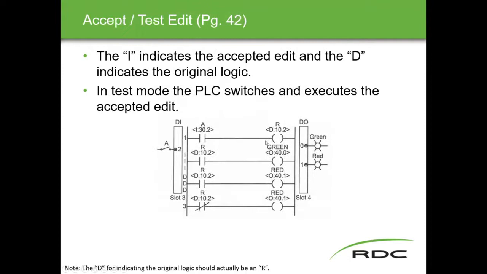Okay, so here we make our pending edit. We do our little bit of edit here, then we'll do accept or test our edit, and it depends on the software. The letters on the side will change, indicating that you're in the next phase of the editing process. Here it's an I and a D. It's a little bit different in the program that we have down in the lab, but it's very similar.